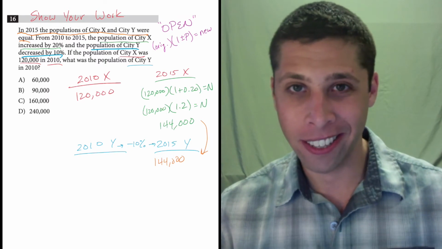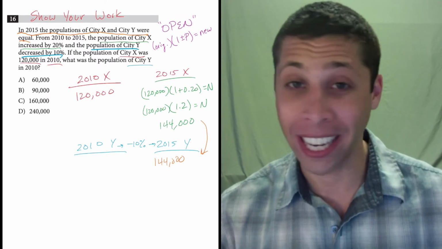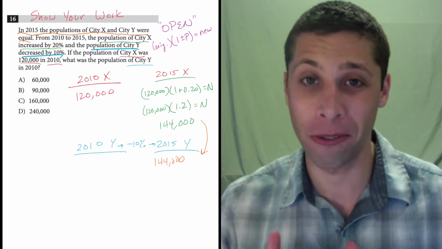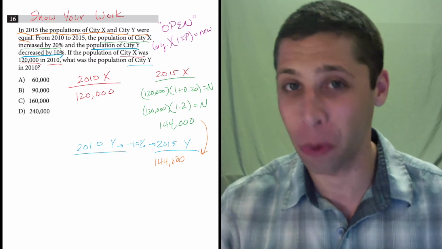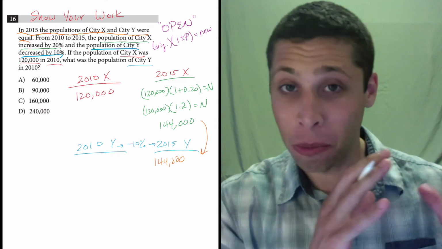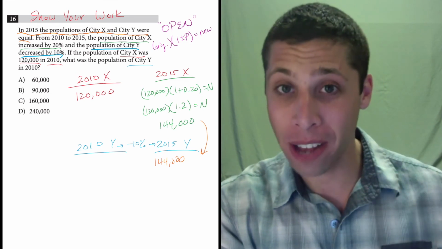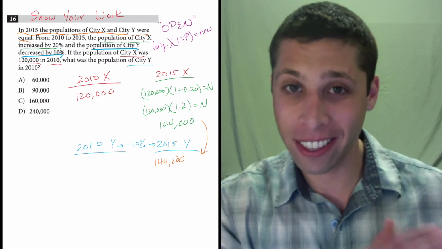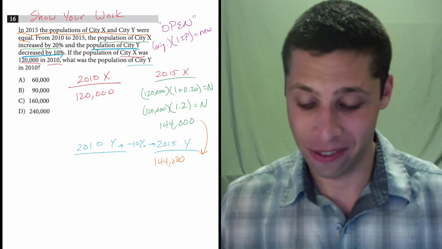Now I've got to take the 10% away from that. But I can't just take 10% of 144,000. That's not how percentages work. They're not reversible. Subtracting 10% from 2010 is not the same as adding 10% to 2015.